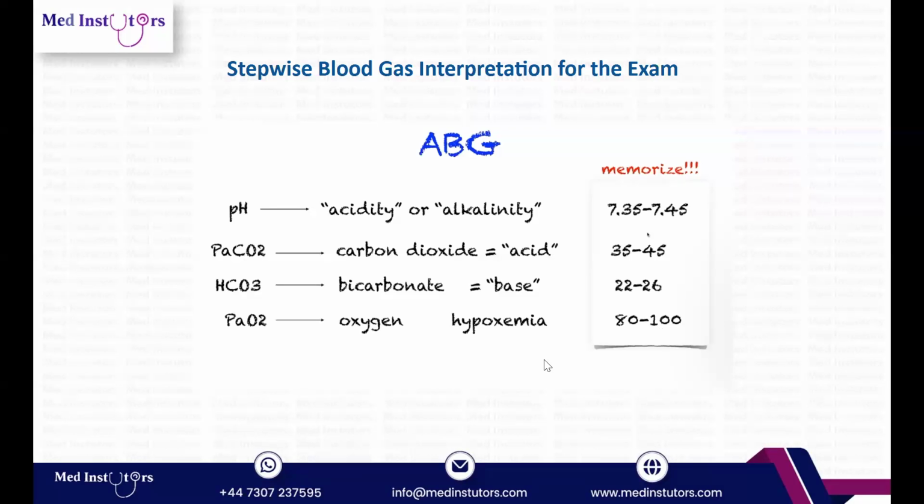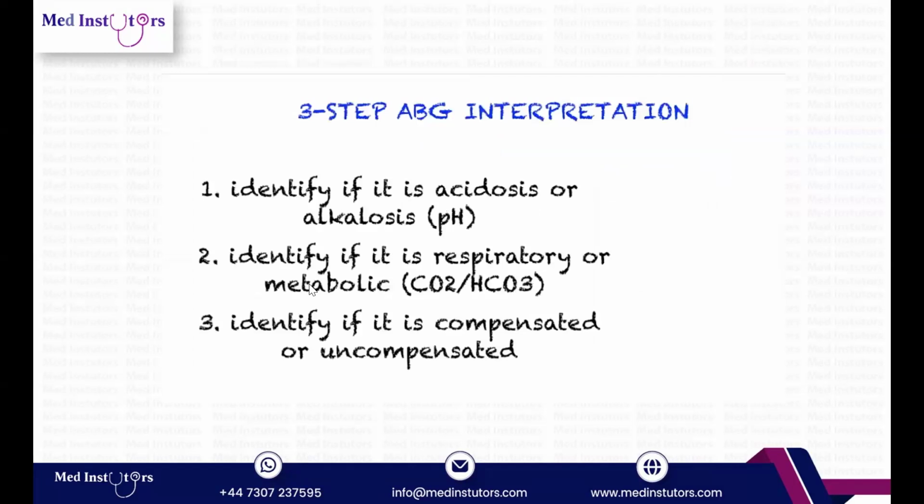What is the significance of oxygen? It just tells us about hypoxemia, so it has nothing to do with acidosis or alkalosis. So we are left with just three things: the pH, partial pressure of carbon dioxide, and bicarbonate level. So these are the three steps. Identify if it is acidosis or alkalosis by looking at the pH. This is the first job you need to do.